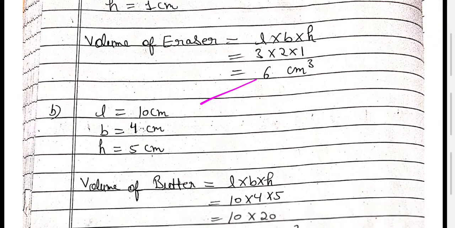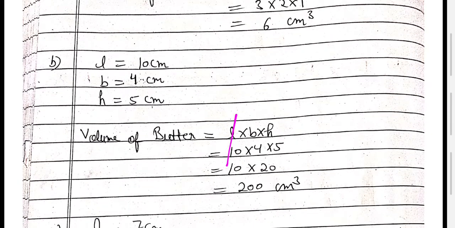Second one you have to see: length 10, breadth 4, height 5. So right here length 10, breadth 4, height 5 centimeter. So volume of water is equal to L into B into H. When you put the formula, write the value: L value 10, B value 4, H value 5. 10 as it is, 4 5 is 20 and 20 times 10 is 200. So your answer is 200 centimeter cube.